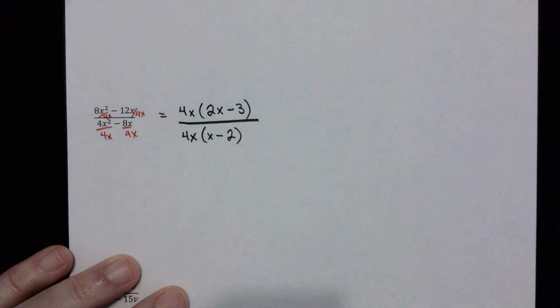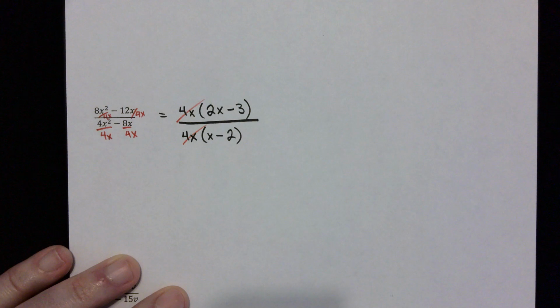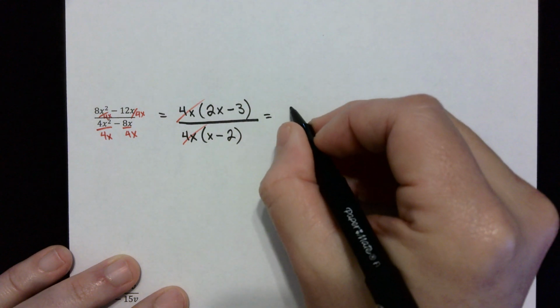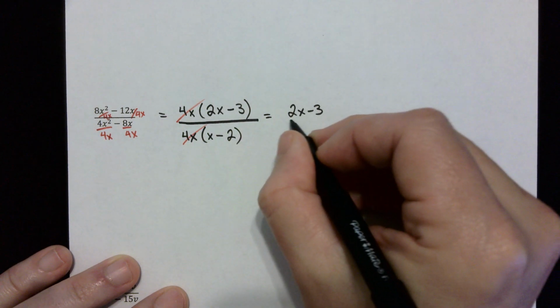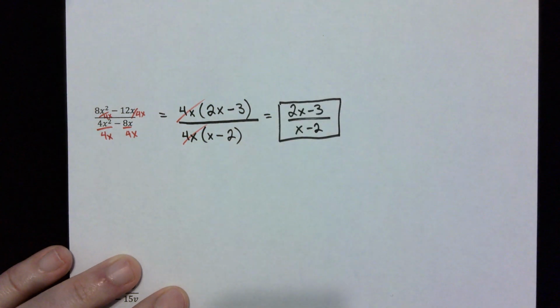So notice that we do have something we can reduce. There's a 4x on both top and bottom. Since those are alike, we can get rid of them. You get 2x minus 3 over x minus 2, and there's my answer.